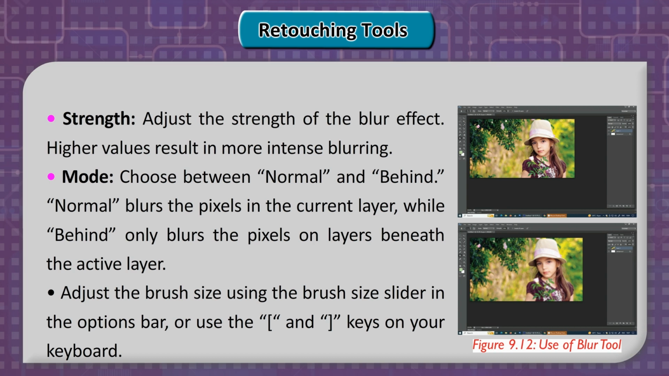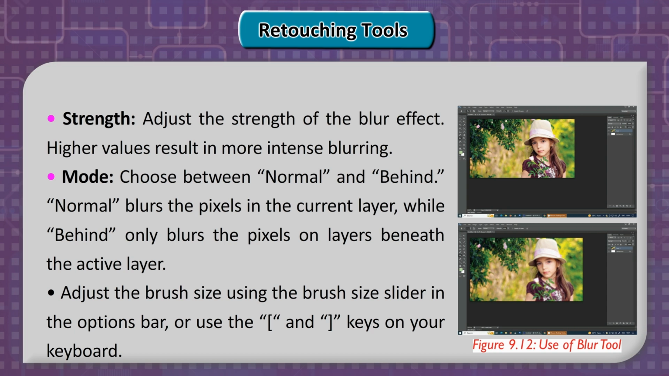Higher values result in more intense blurring. Mode, choose between normal and behind. Normal blurs the pixels in the current layer, while behind only blurs the pixels on layers beneath the active layer.